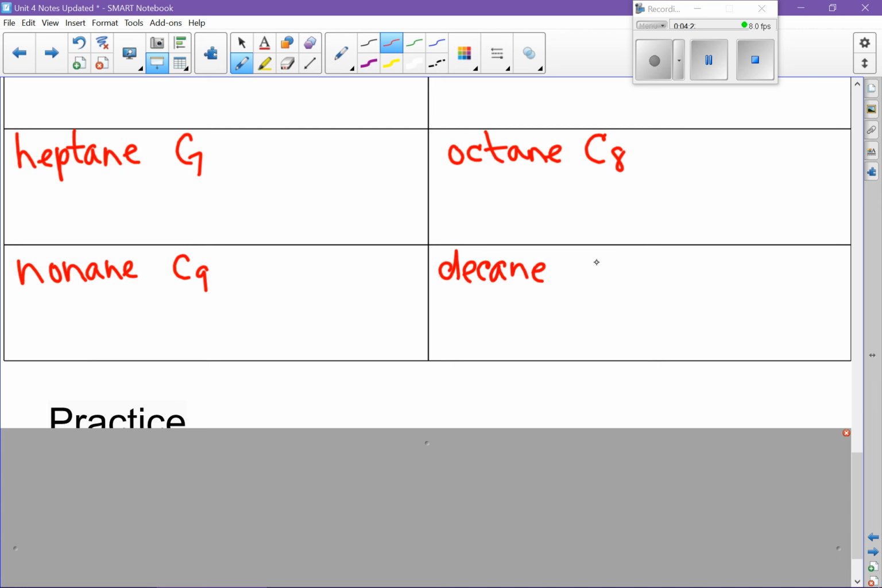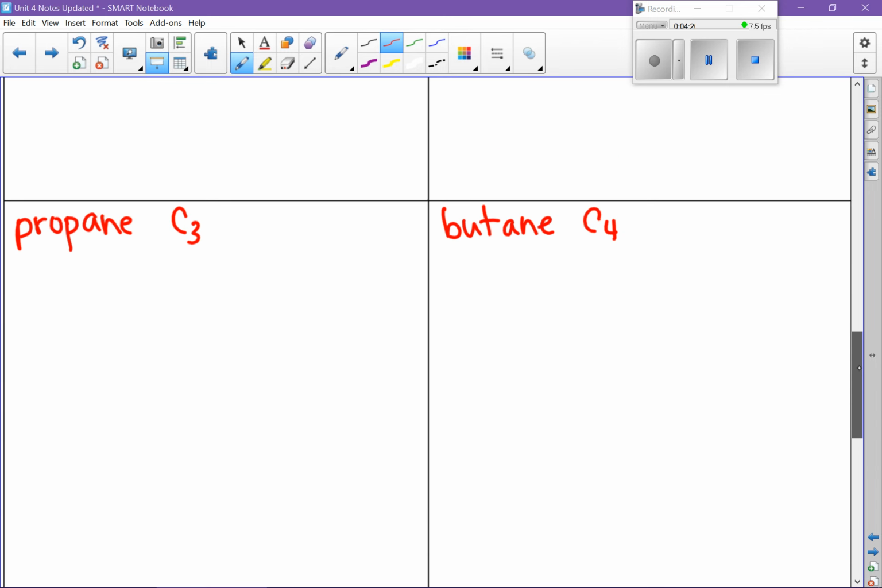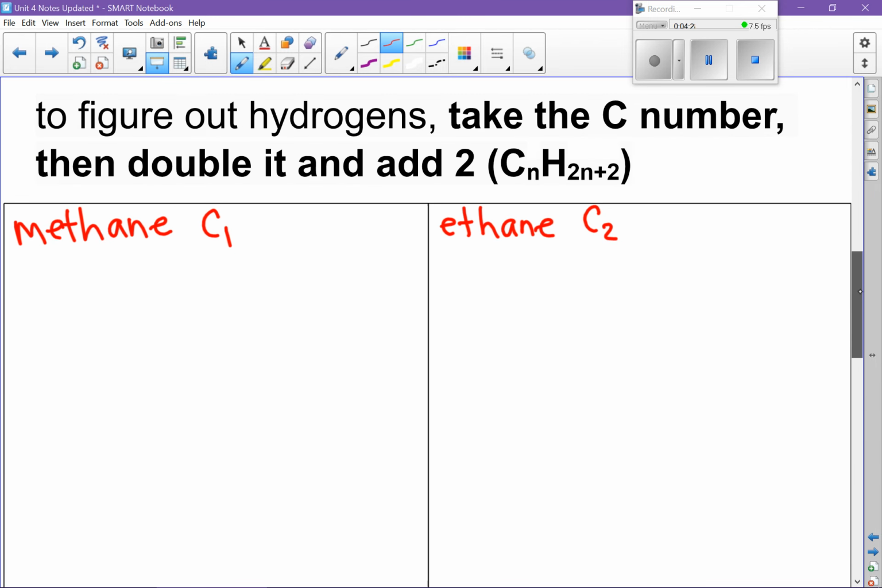And dec means that we have 10 carbons. So now what we need to do for each of these is figure out how many hydrogens each one has. So we're going to times 2 plus 2. So for the H's, I'm going to do 1 times 2 plus 2 equals 4. That means it's C1H4. Now remember, it's also okay if you just write CH4. You don't have to put that one.